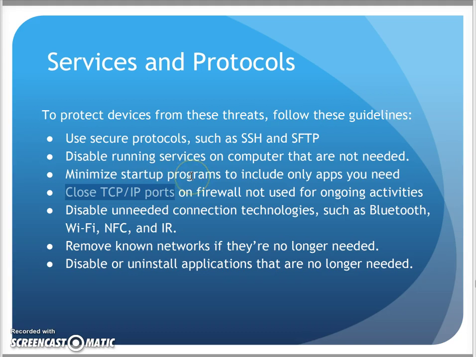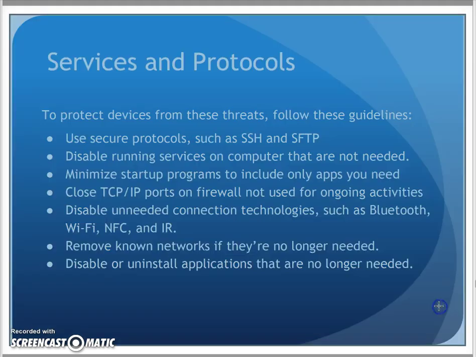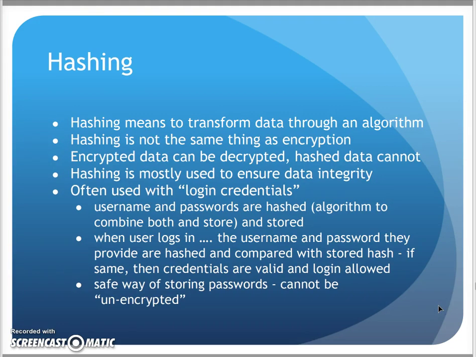We're going to do this in our security lab. We're going to disable unneeded connections like Bluetooth and those kinds of things that we don't need. We can turn them on if we need to, but we're going to disable them on startup. We're going to remove known networks if they're no longer needed. We're going to disable or uninstall applications that are no longer needed. This is all part of a process of trying to minimize any of these security threats or problems that would make our network more vulnerable. This is all part of it.